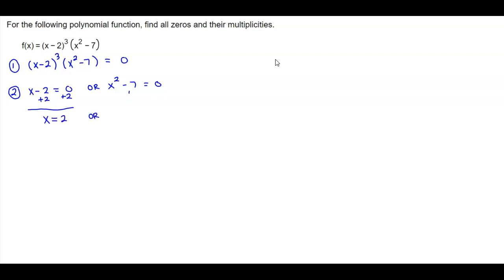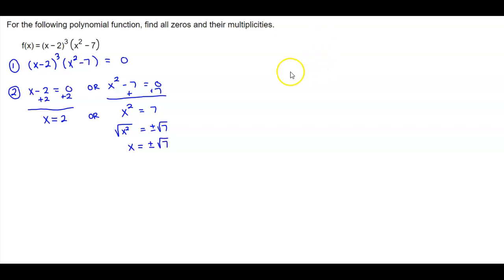Or over here, we're going to add 7 to both sides, so we get x squared is equal to positive 7. Now remember, we're isolating and solving for x, so we need to take the square root of both sides. When we take the square root of the constant, don't forget this is plus or minus the square root of 7. So x is going to equal plus or minus the square root of 7.